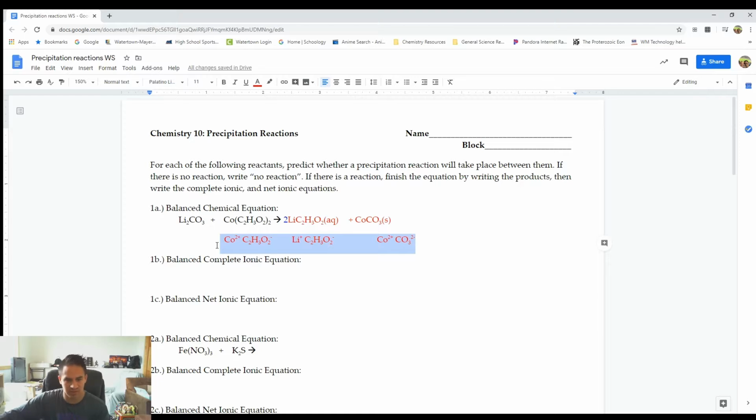All right, so let's, I guess I'll leave that there, whatever. Okay, so writing our complete balanced ionic equation. Anything that is aqueous, we're going to break apart.